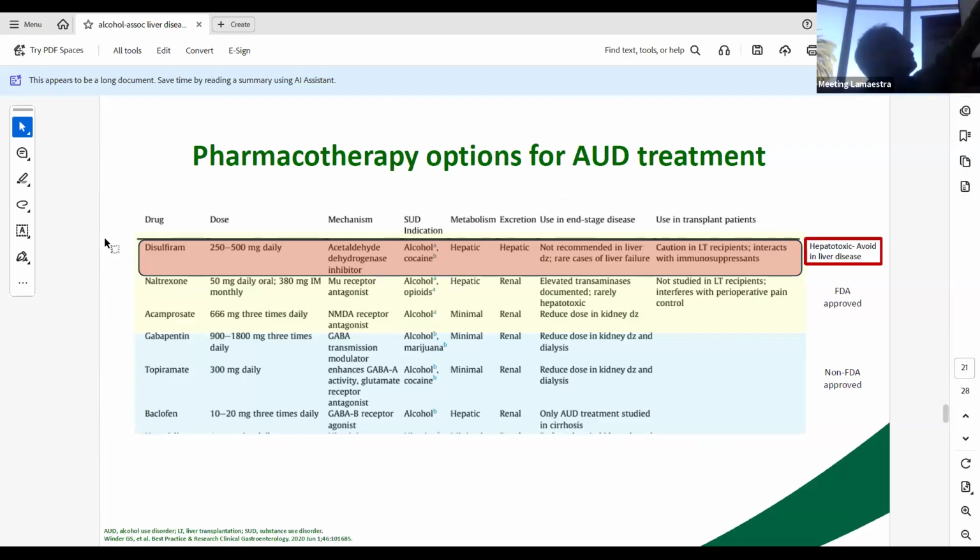Disulfiram, completely out of date. I haven't seen anybody on that in 20 years. Naltrexone, we like, but I usually like to have Adler prescribe it or to go to the clinic.